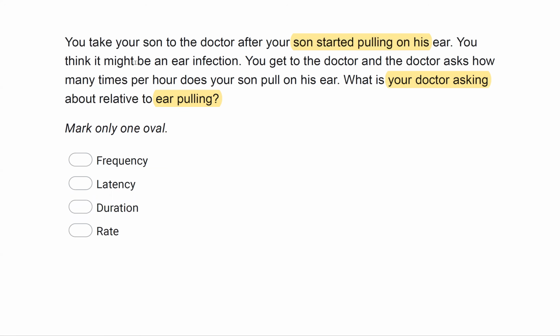You think it might be an ear infection, okay? The doctor says, how many times per hour does your son pull on his ear? And that's the key. How many times per hour does your son pull on his ear? So what is the doctor asking about?